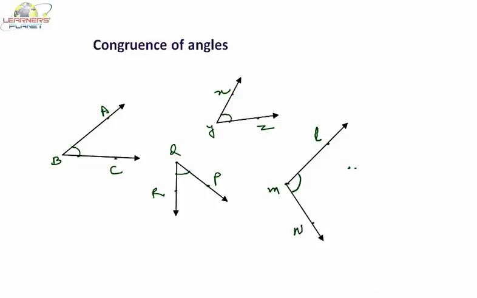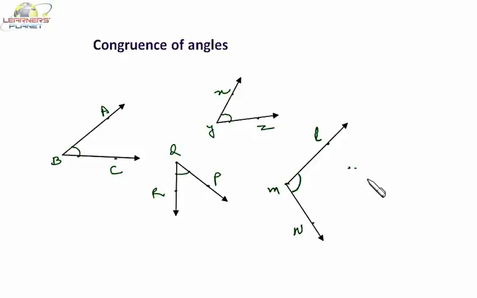So in the case of congruency of angles, if the measure of two angles is the same, then we call them congruent angles. We do not go by the length of the rays. As we can see over here, the length of AB is different from the length of QR, and the length of AB is also different from the length of YZ. So in the case of congruency of angles, we just see the measure of the angle, not the length of the rays which are forming the angles.